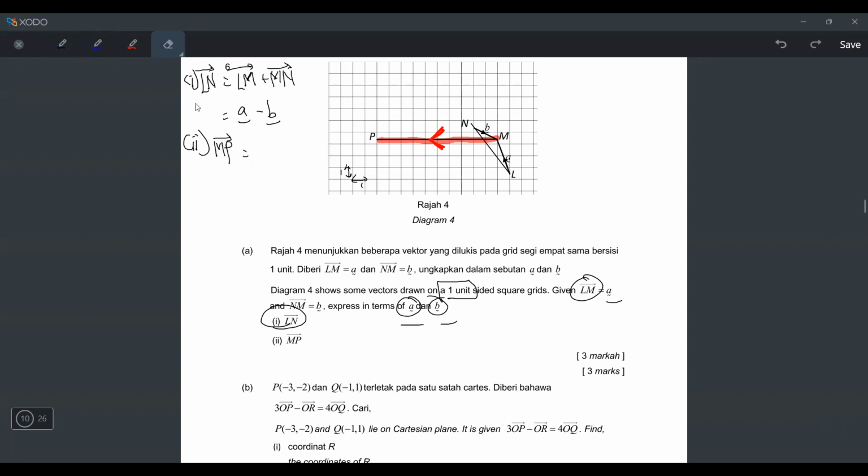I can think of two methods to do this question. The first method is you go to M and then you start to guess. How many times do I have to do vector A and how many times vector B so that I can reach P, starting from M? For example, let's say I start with vector A, which is like this, 1 across and up 3. So it's 1, 2, 3. This is one vector A. Then you try maybe vector A again, and you keep guessing like that.